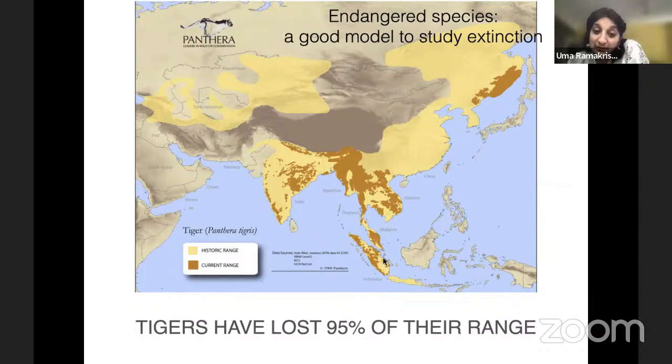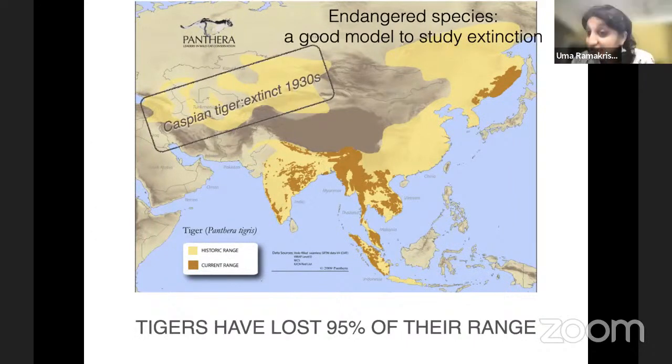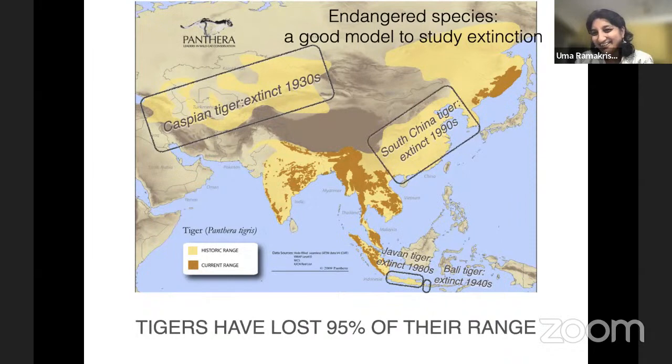But given the loss of range, the loss of habitat, we might expect tigers to have also declined in numbers, right? They've lost about 95% of their range. They've also seen extinctions already: the Caspian tiger, the Bali tiger, the Javan tiger, and the South China tiger, as recently as 1990.